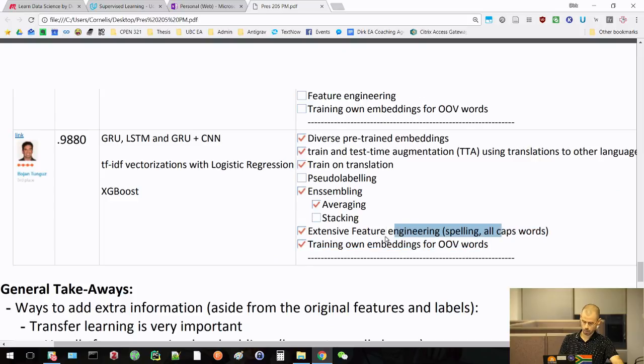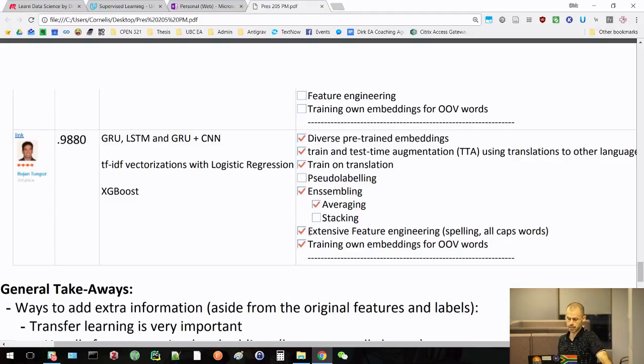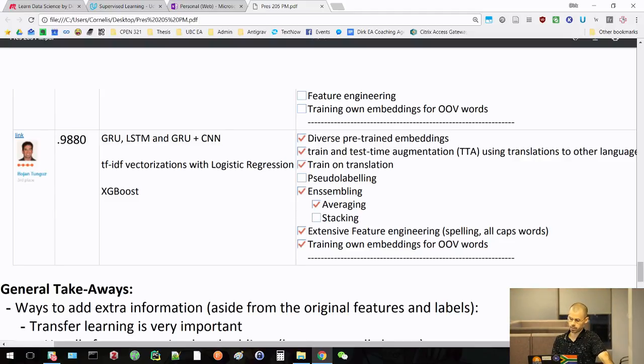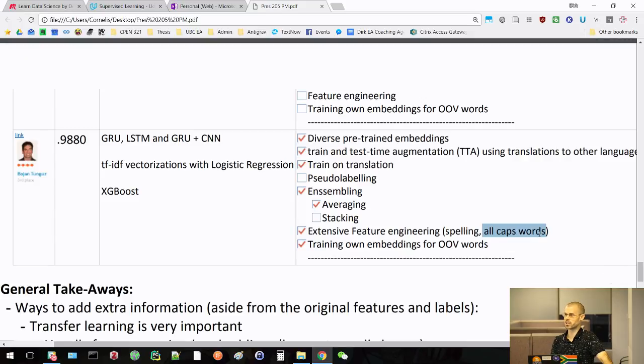And what the third place did is they did extensive feature engineering, which is a way that you can put your human knowledge, right? Inject some of that into the neural network. So they did some stuff with spelling and spelling mistakes and also all caps words. I think more of the toxic comments involved caps. So this is basically the one model that got them most of the way there. That team member did these two things.